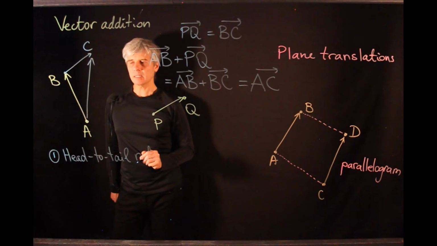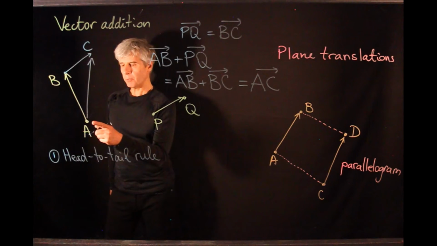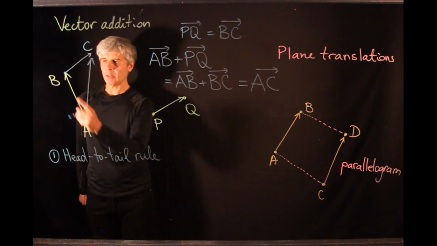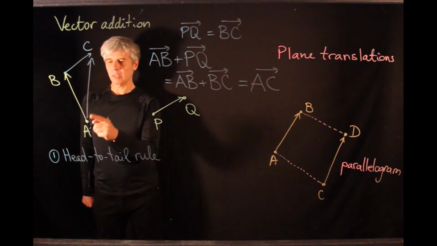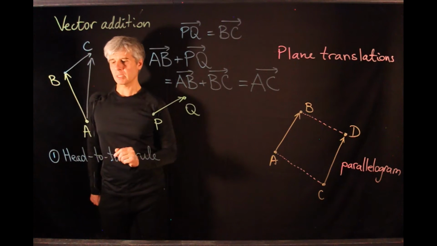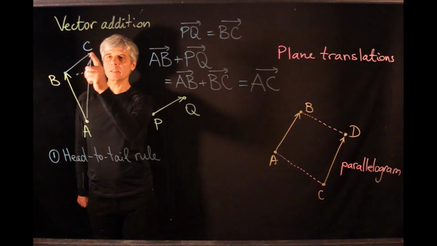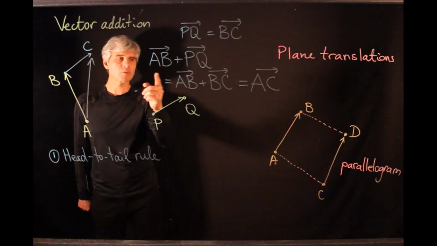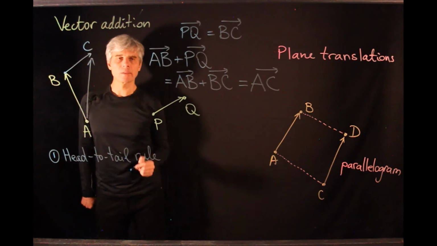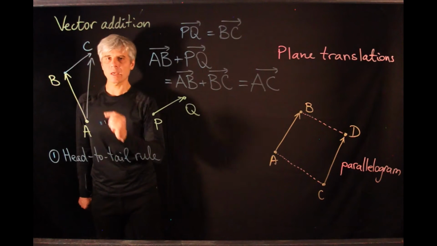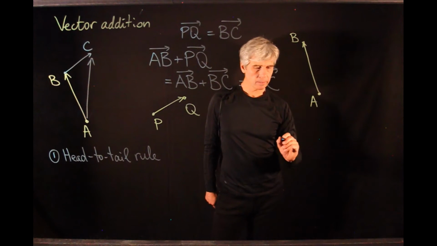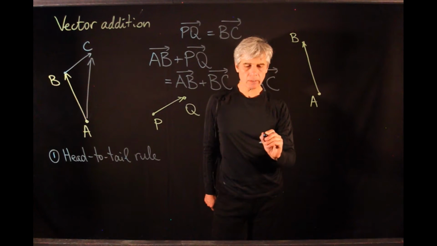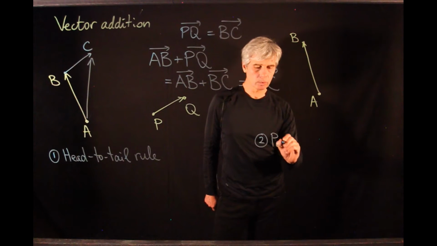Now, this is consistent with the displacement interpretation of vectors. So if we think that AB is the displacement from A to B, and BC is a displacement from B to C, then if we take a sequence of these two displacements, then we'll go from A to B and eventually to C. So the result of this sum, AB plus BC, will be the displacement AC. So this is a way how to understand the head-to-tail rule. The second equivalent way of adding two vectors is called the parallelogram rule.